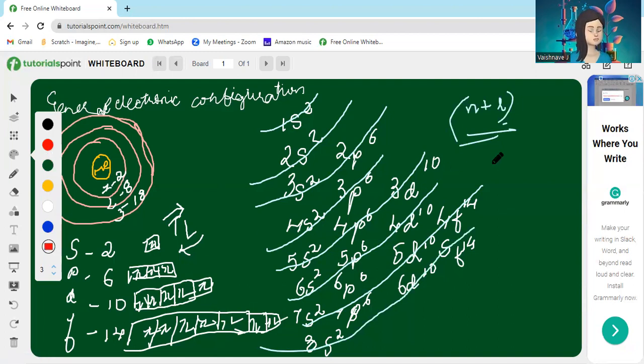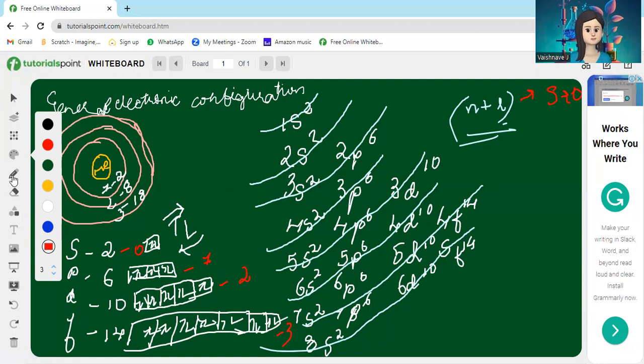Now, this is an important one. For L values, I'll give you the values, but we'll learn about the principal quantum number afterwards. For now, just remember the values. S is equal to 0. P is equal to 1. D is equal to 2. And F is equal to 3. These are the L values.